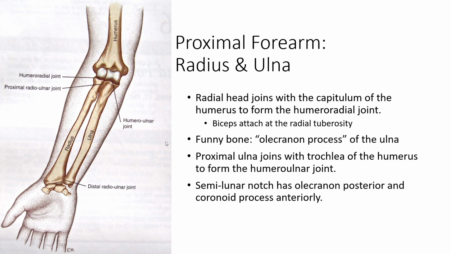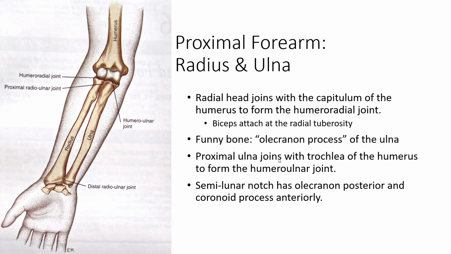And then you have an olecranon process, which is on the back of the forearm. You can't see it right here. And that's kind of your funny bone, that bone on the back of your elbow close to your ulnar nerve. When you bang it, it starts to hurt really bad. That's your funny bone. The proximal ulna here joins with the trochlea.